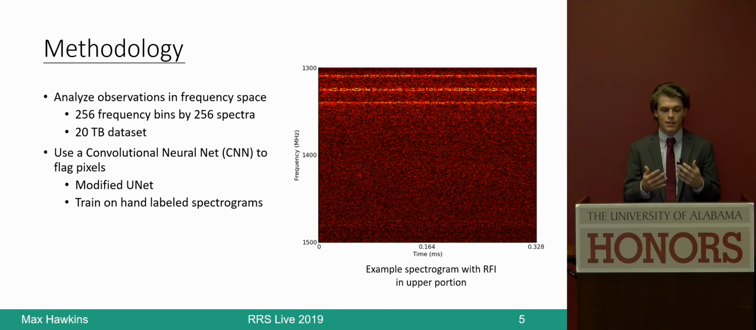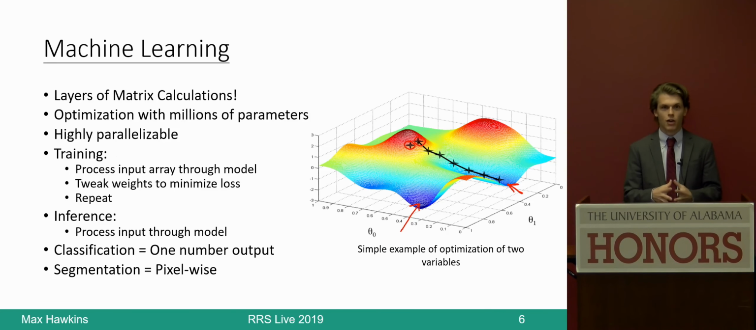And once we have these images, we call them spectrograms, we process them through a convolutional neural network to flag the pixels as RFI, desired data, or noise. We do that using something called UNet, and we train it on hand-labeled spectrograms. So with that, I want to talk about machine learning, which in our case, we essentially just refer to convolutional neural networks, which are layers of matrix calculations that allow for optimization over millions of parameters. And on the right, you can see an example of what optimizing over two variables would look like.